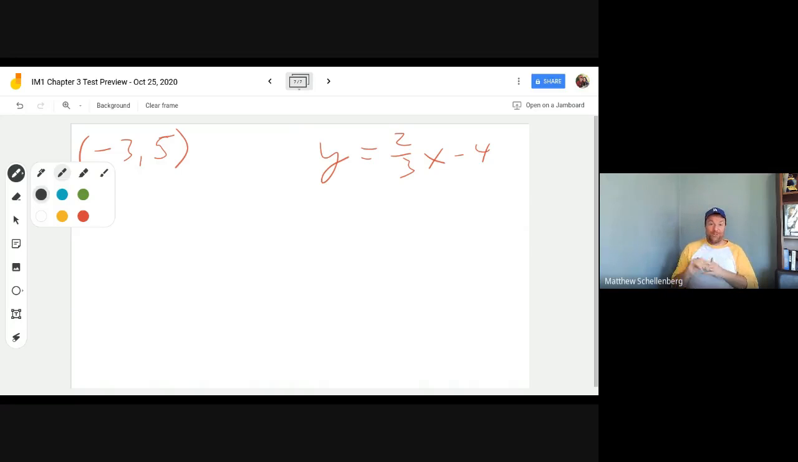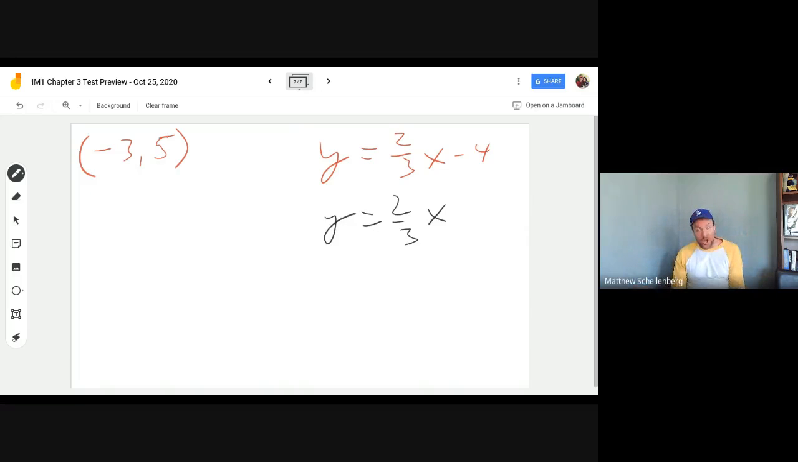All right, here we go. So first of all, we know that the line is going to be y equals 2/3 x plus something. We don't know what that b is going to be. This time it's not so nice.